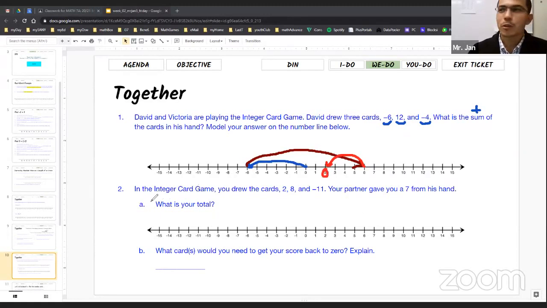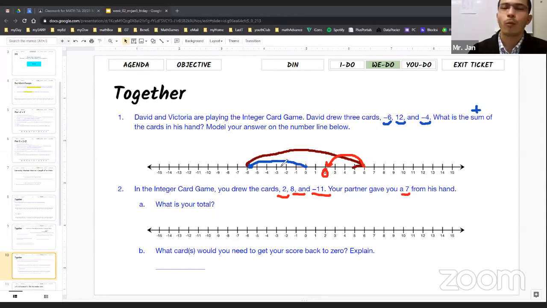Okay, so who wants to be volunteer on the next one? Yes, Jonathan. In my integer card game, you drew cards 2, 8, and -11. Your partner gave you a 7 from his hand. What's your total? Okay, so that means you have how many numbers, Jonathan?